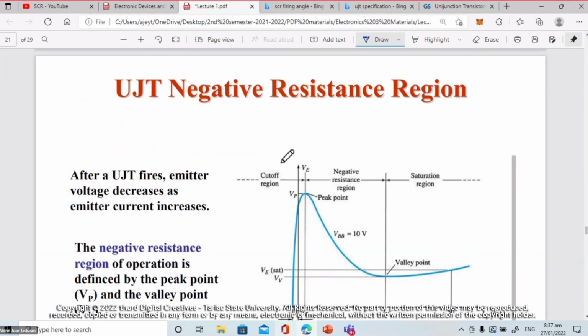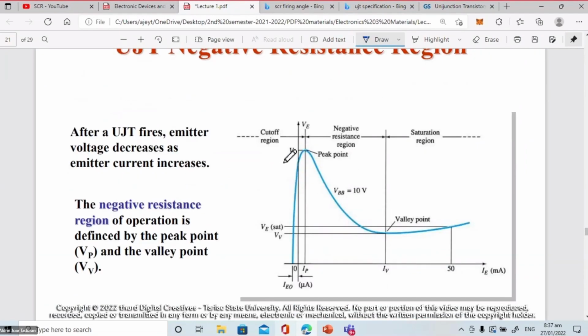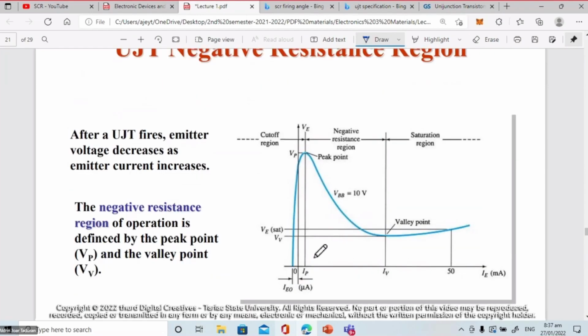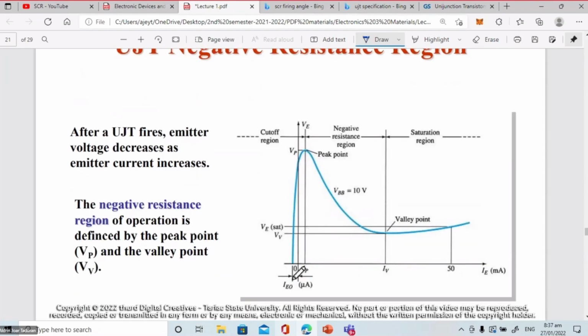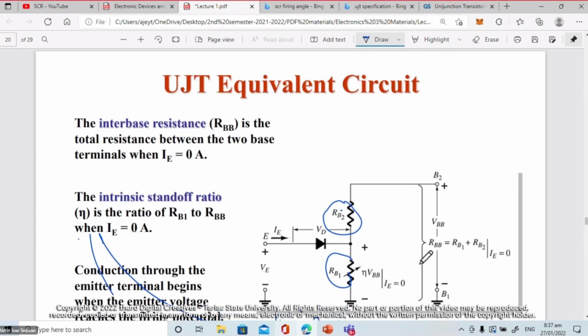UJT resistance region. After a UJT fires, the emitter voltage decreases as emitter current increases. Okay. So, ayan. So, we have here, kapag umabot yung emitter natin into saturation region. Okay. Kasi itong part na ito yung cutoff region eh. So, magkakaroon na tayo ng negative resistance. Okay. So, abot siya sa peak voltage niya. Then yung VBB natin will be 10 volts. So bakit tumataas yung voltage sa VBB? Kasi ito yung internal resistance mo.